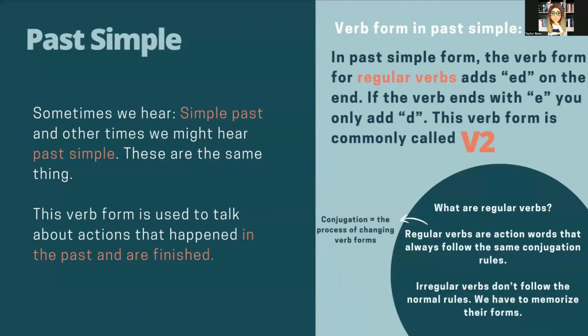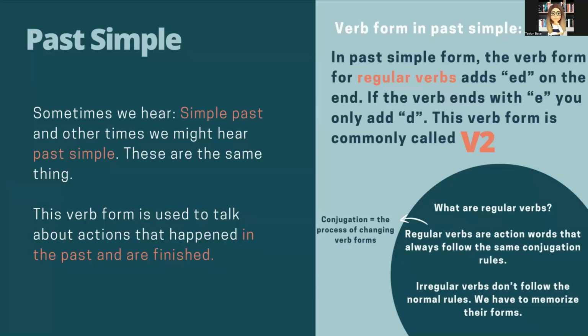Now, past simple. Sometimes we hear simple past and other times we hear past simple. Just like before, it's the same thing, it depends on the teacher, whatever the teacher wants. This verb form is used to talk about actions that happen in the past and are finished. So let's talk about the verb form in past simple.